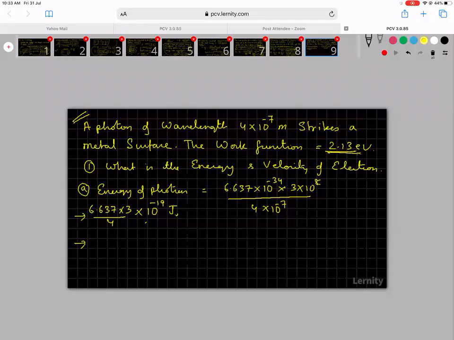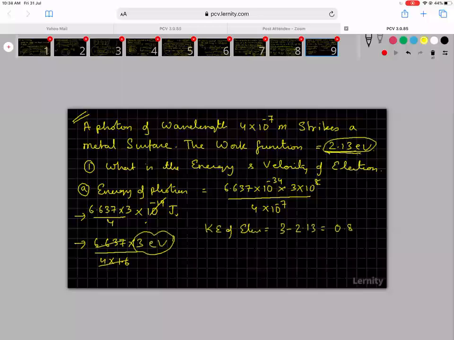If I convert this to electron volt, it is 6.637 into 3 by 4 into 1.6. So 10 power minus 19 will get cancelled. It is of the order of 3 electron volt. So the incident energy is 3 electron volt. The work function is 2.13 electron volt. So the kinetic energy of the electron is equal to 3 minus 2.13. How much is that? 0.87 electron volt. So the kinetic energy of the electron is 0.87 electron volt.